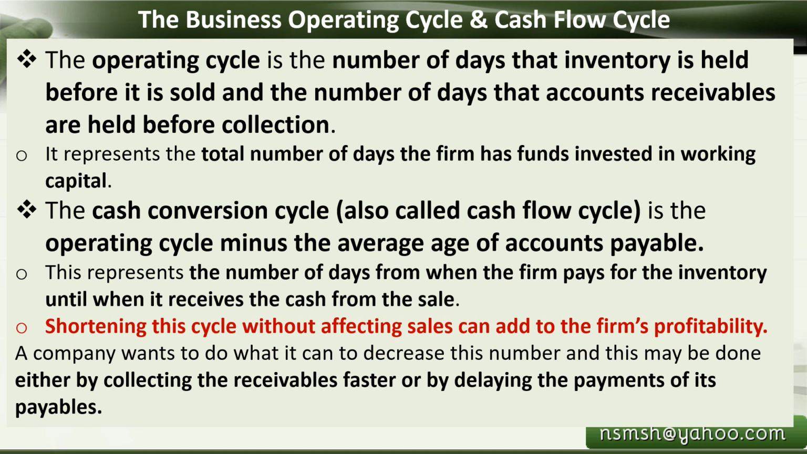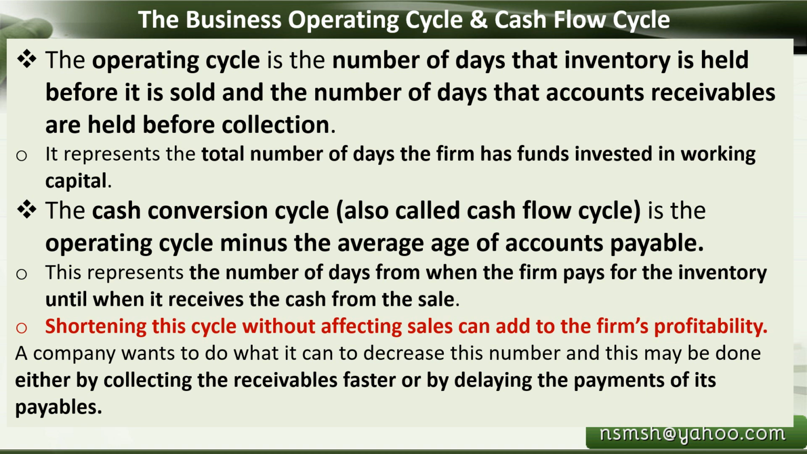Shortening this cycle without affecting sales can add to the firm's profitability. Because by shortening, if you are very strict on accounts receivable, maybe sales will not increase. So that's why we have to balance it. A company wants to do what it can to decrease this number, and this may be done either by collecting the receivables faster or by delaying the payments of its payables. So it is one way of evaluating a company's cash management.